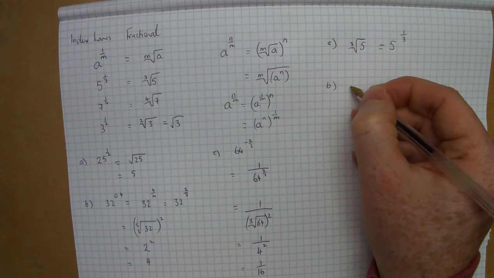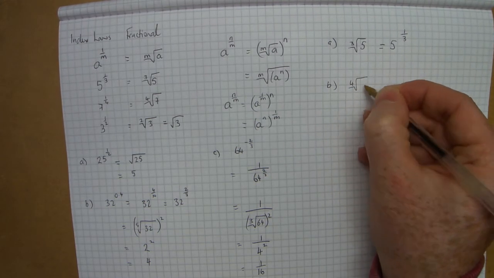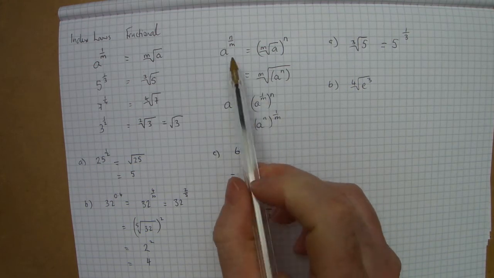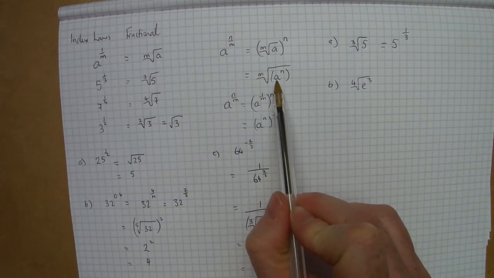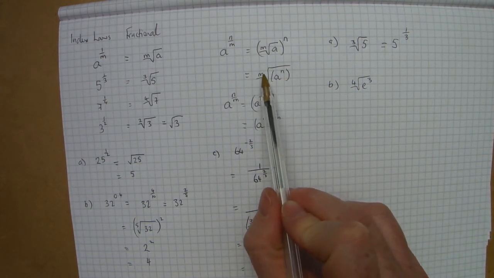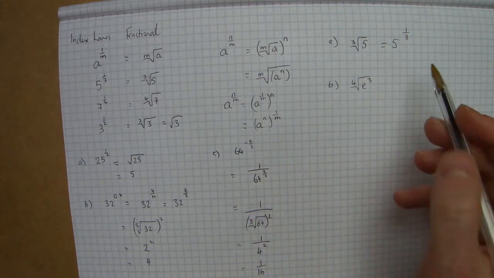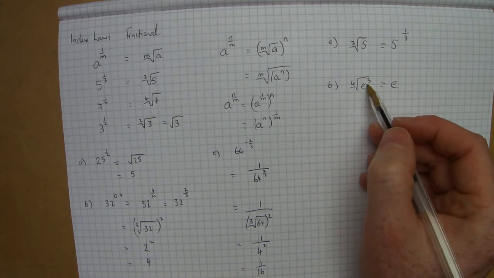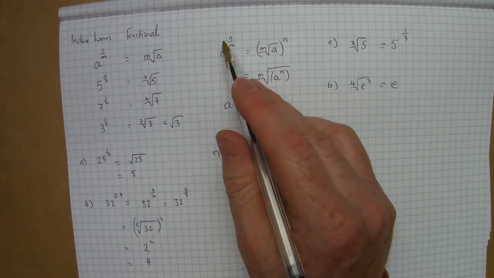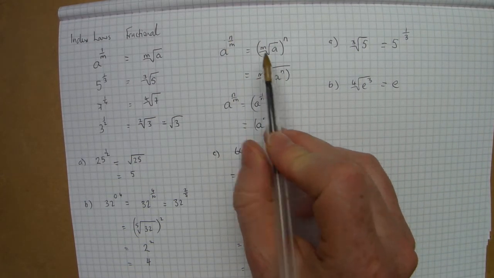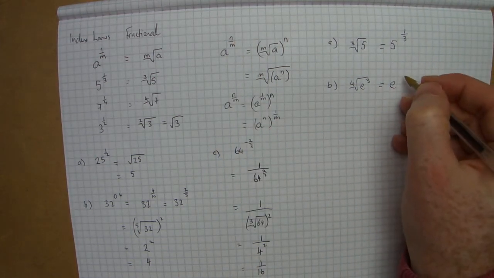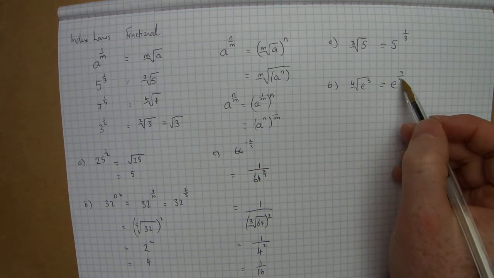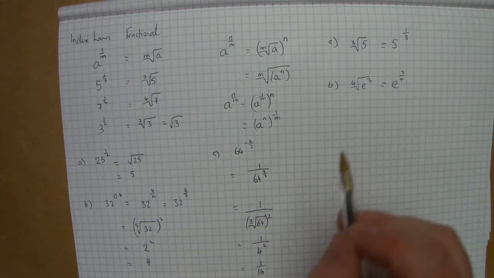Part B is the fourth root of e cubed. And again, this looks like our fractional rule here. So we've got e to the power of 3 on the fourth root. And that's going to go to e. The power of e is on the numerator, so we can see that's the power of a, and it's on the numerator, and the denominator is going to be 4. So whatever the root value is on the denominator, and the power is the numerator.